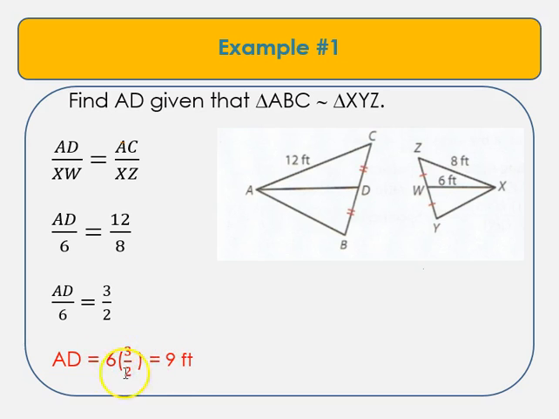I wanted to show you right here how the book does it. I find this to be very confusing, but they actually don't even show the 2 times AD. They just say that AD equals 6 times 3/2. That can be a problem, so I don't do it that way.